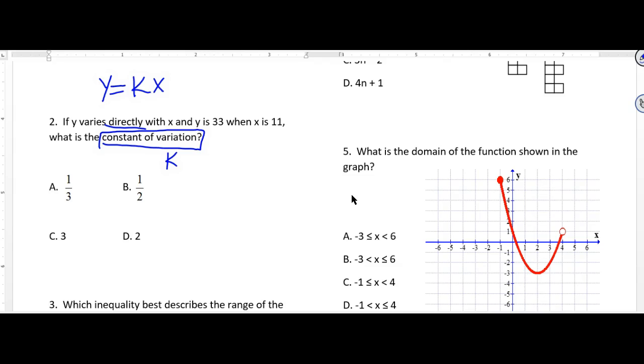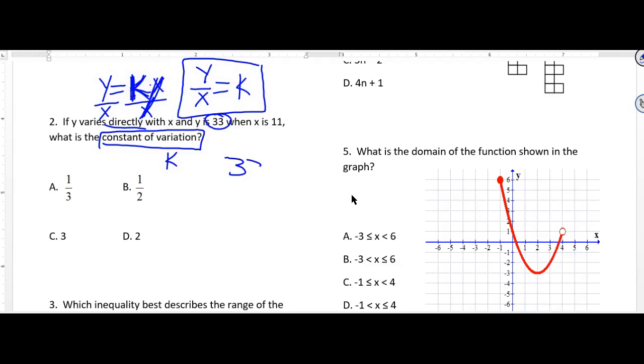If I don't know how to find k, I can always take this equation and solve for k. Get the k by itself. I got to get rid of this x. It's being multiplied, so divide both sides by x. So now y over x is equal to k. This should be something we've had memorized, but if not, you can always find it by solving equations. So k is y over x. They're asking us for k, so all we have to do is take y over x. 33 over 11 is 3.